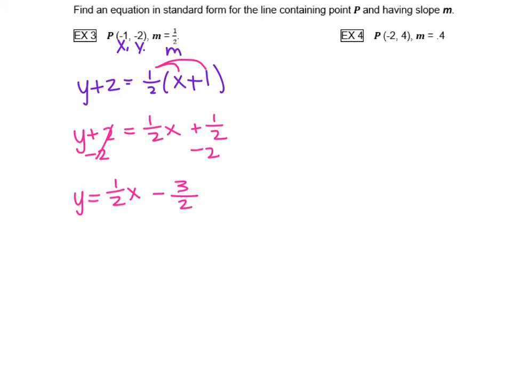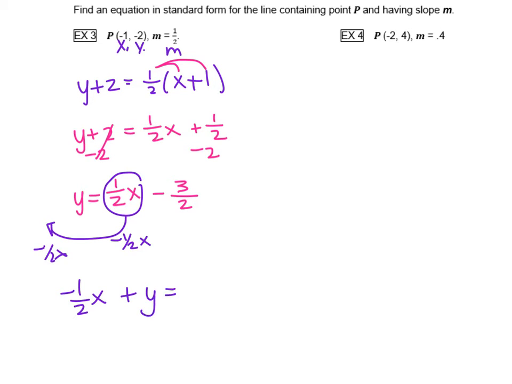Now, once you have it in slope-intercept form, you can easily get this into standard form. We have to get this 1/2 x over here in front of the y. We're going to do that by subtracting it because it's positive. So we subtract 1/2 x from both sides. That gives us a negative 1/2 x plus y equals a negative 3/2.